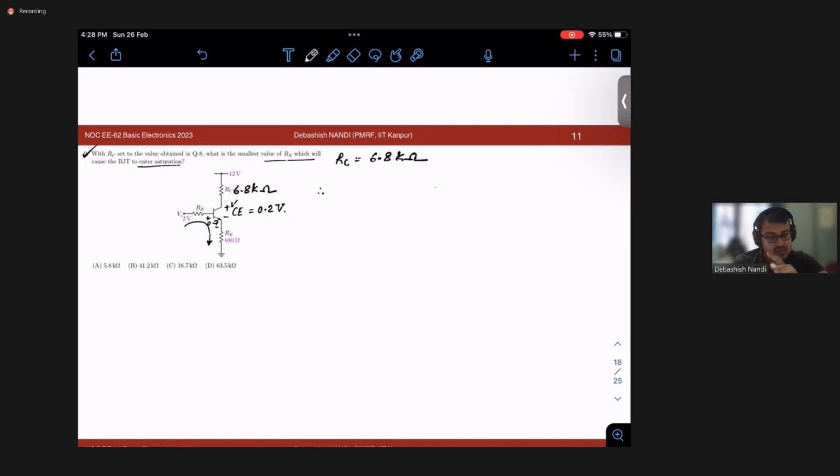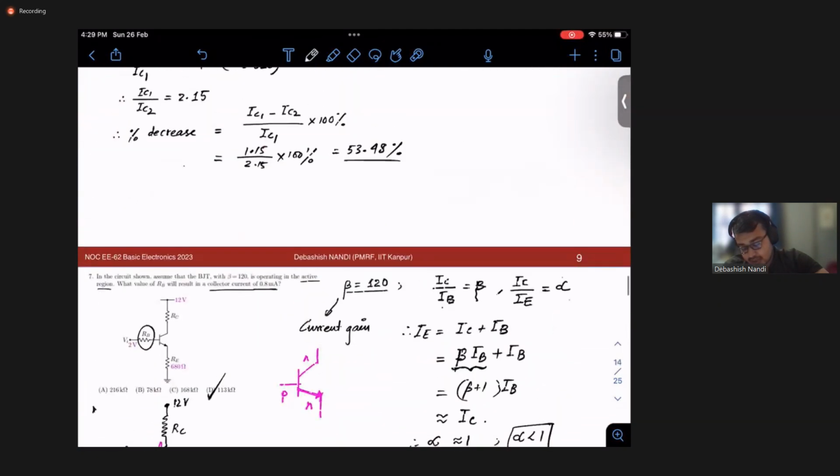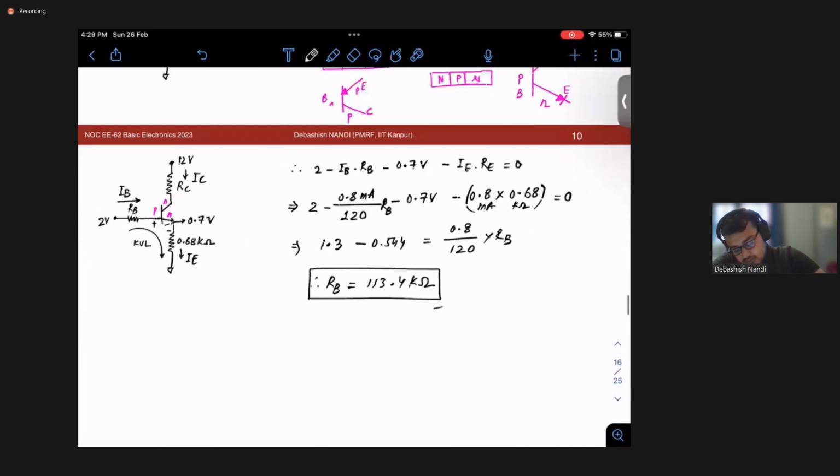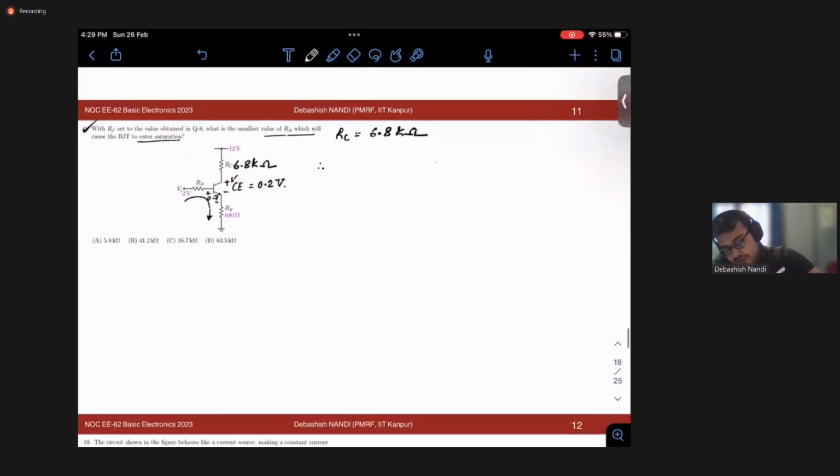forward bias. Why? Because in saturation or in forward active, my base emitter junction is always forward bias. Remember, in saturation, in forward active, base emitter junction is always forward bias. That means my VBE for an NPN transistor, we can assume it to be 0.7 volt. So if we assume it to be 0.7 volt, then applying KVL at the base emitter loop.